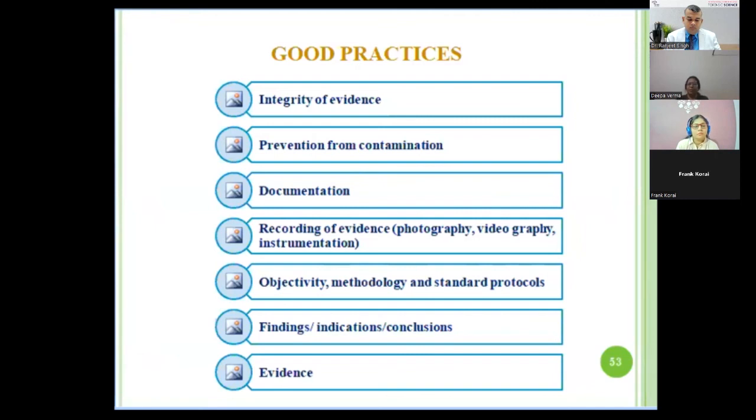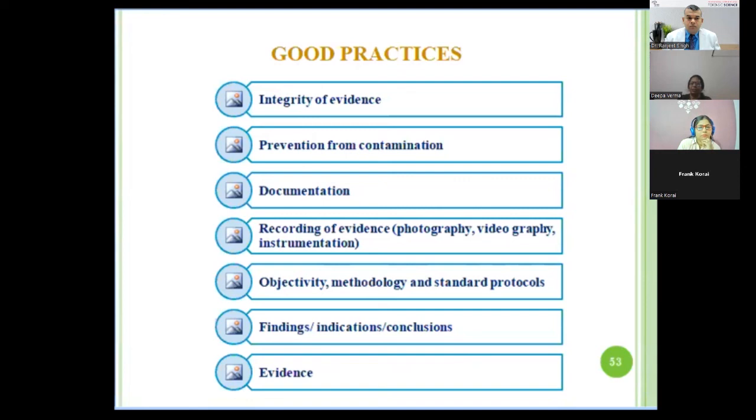Prevention of contamination for a biological exhibit, and prevention from contamination, maybe extra handling, of a document where it is to be physically protected, documentation. So markings are to be given for the purposes of identification in future, recording of evidence through photography, videography, instrumentation. Then objectivity, which is a very, very important part of any examination and any scientific expert report, methodology which we have used, and there should be a standard protocol which should be adopted by each and every laboratory. Then findings, indication, conclusion, that should be systematic, simple, and with the examination support data with which we could arrive at a conclusion, and then evidence presentation in the court.